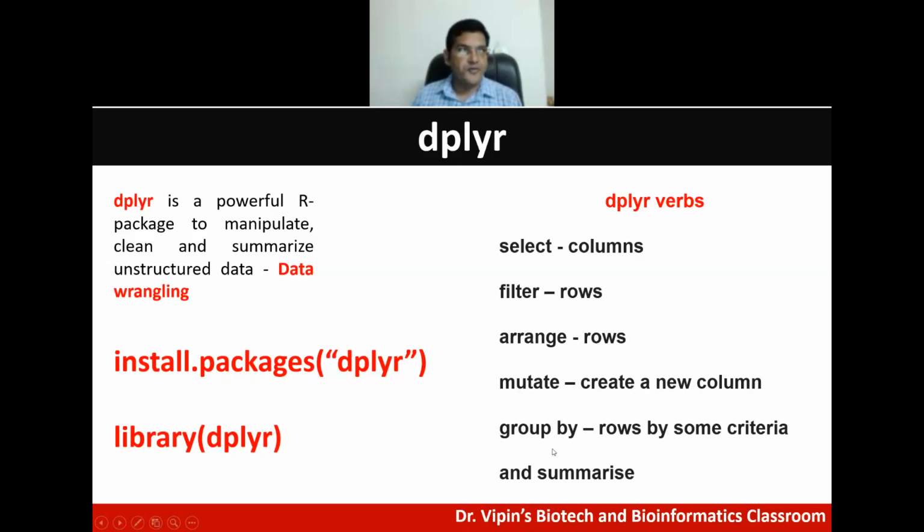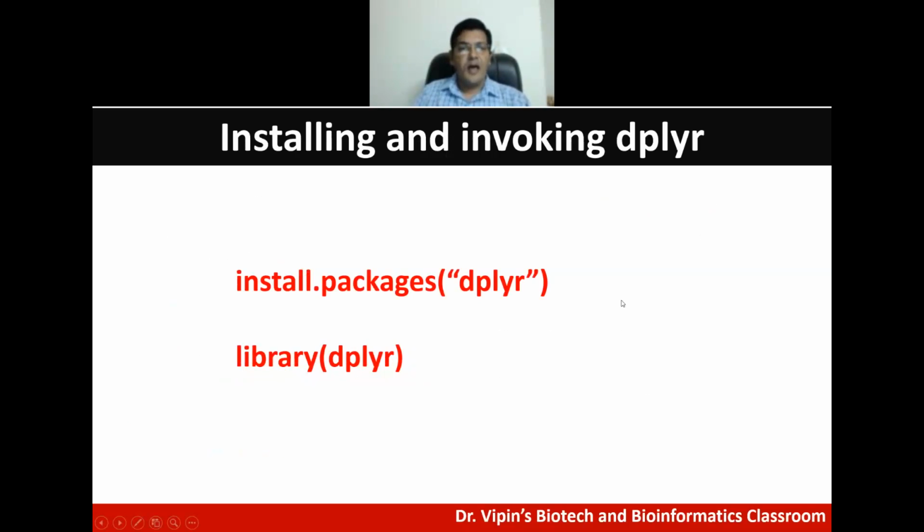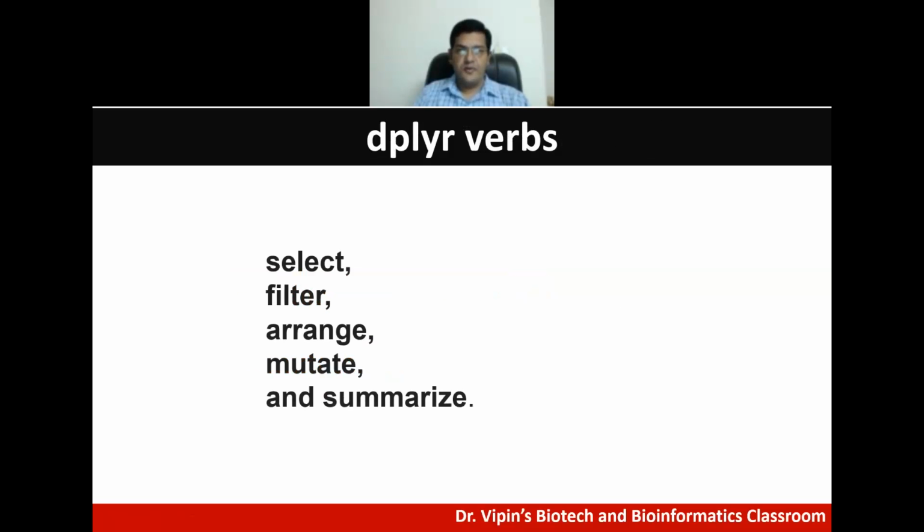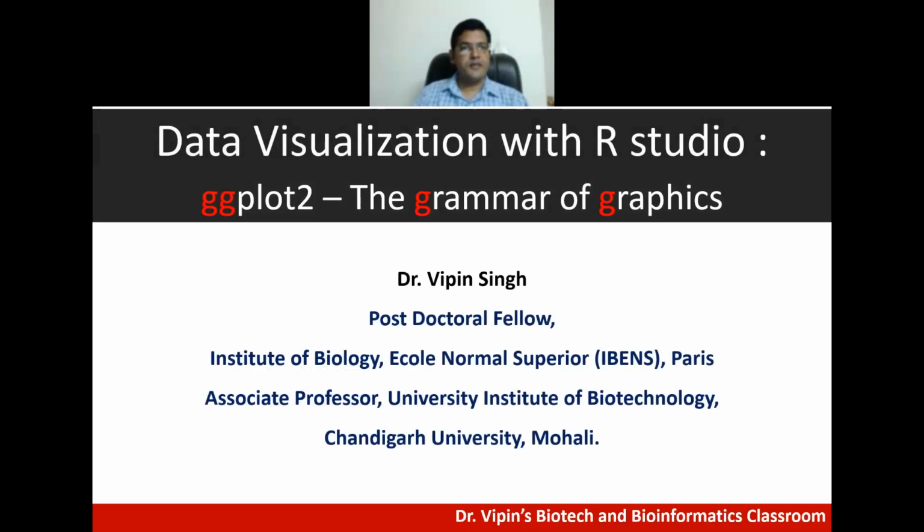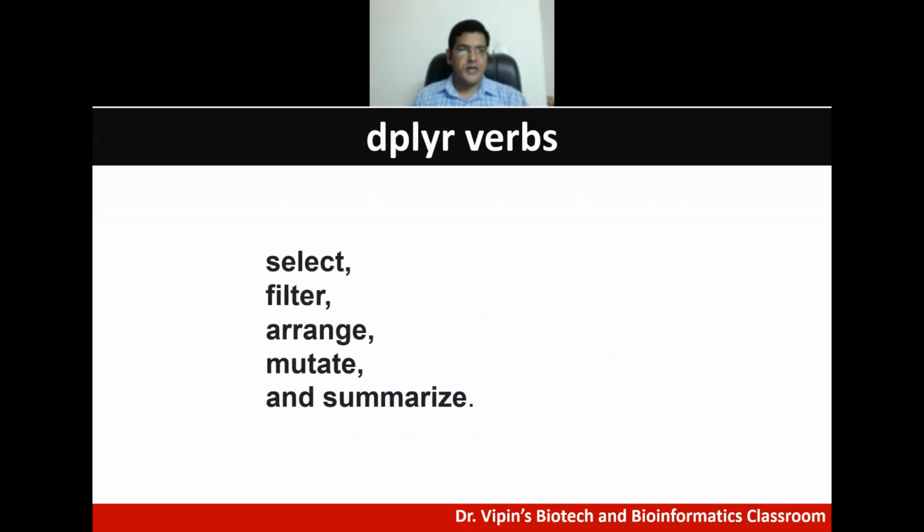Then you could group by a certain criteria. So you can create a sub data set of the data set that you have by certain criteria using group by. And then you could summarize your data. So we'll have a look at how this is used in analyzing the human genome data. So let's get back to the actual problem, and you should be able to follow better. And then, of course, I've told you how to install dplyr. The verbs are select, filter, arrange, mutate, and summarize. There are other functions also, but these are your major functions that you can use. And then we'll come to ggplot2 at a later time if we have time.